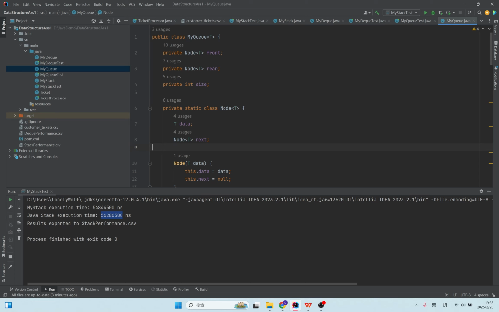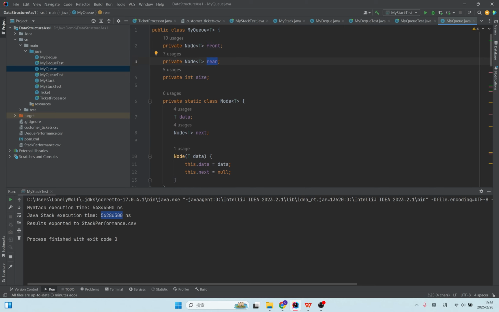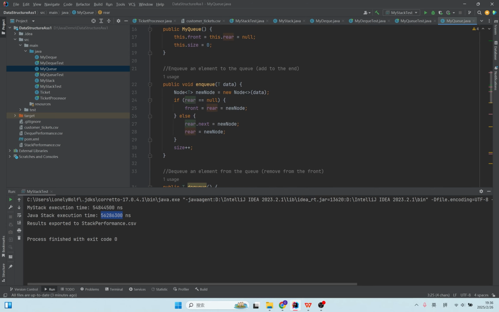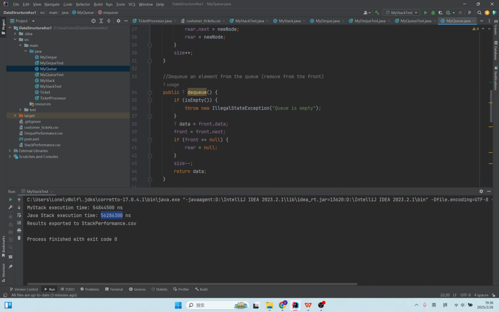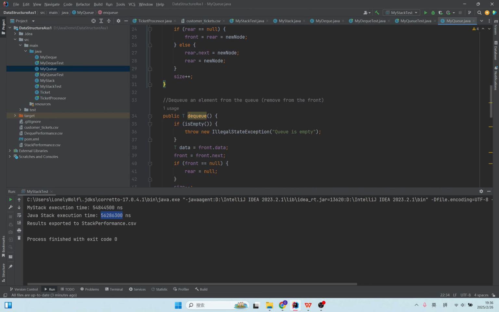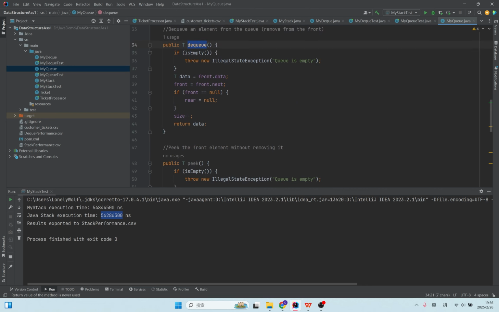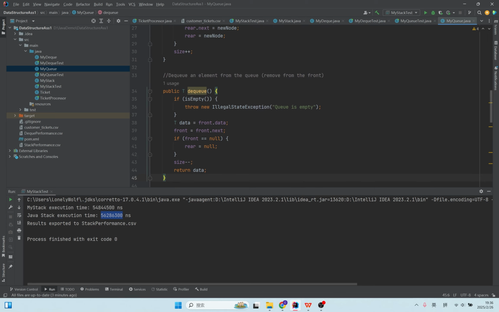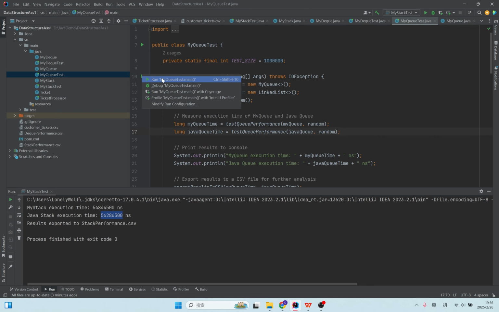Then it is a queue. This is similar to the stack. I also used the node, the front and the rear, and I have implemented methods such as enqueue and dequeue. In enqueue, we just add to the end of the queue, and when dequeue, we just get a node from the head of the queue. So let's test its efficiency.